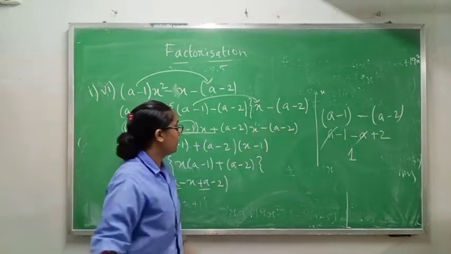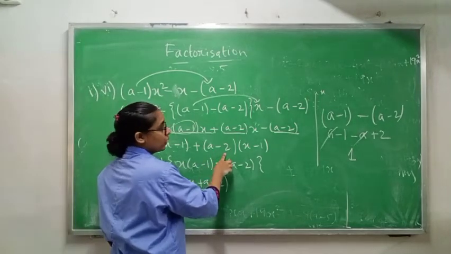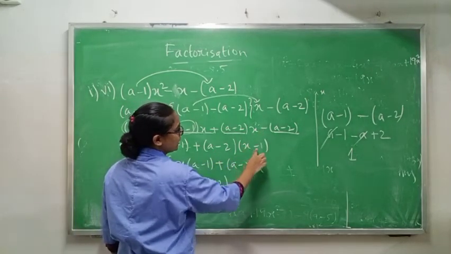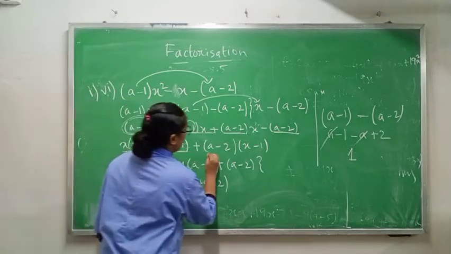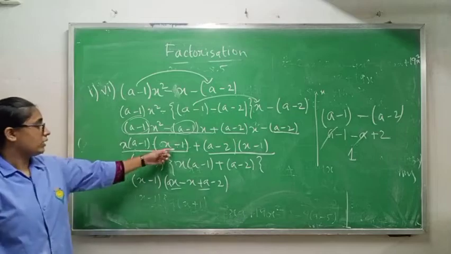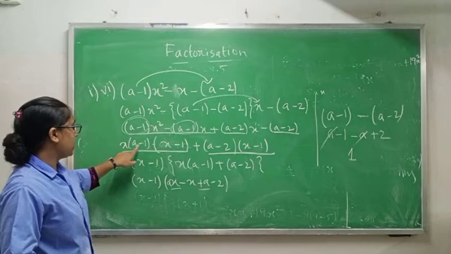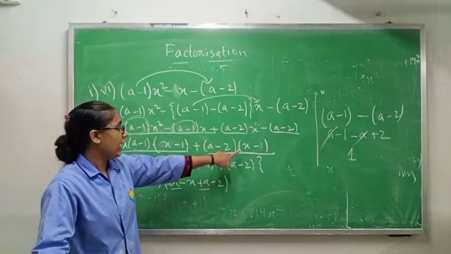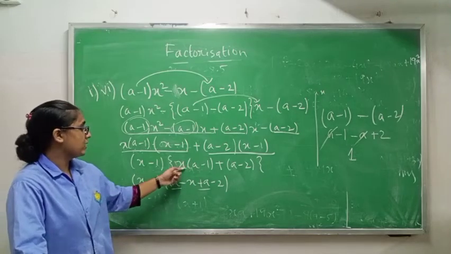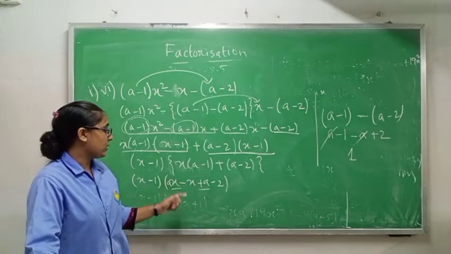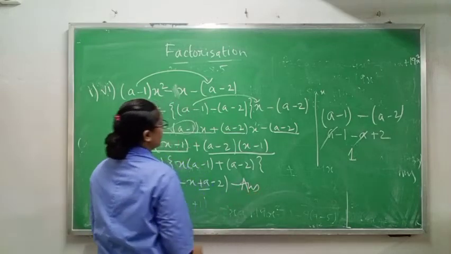Now in this one and the last one, a minus 2 is common. So I am writing a minus 2 common. What is left? x, and minus, nothing common, nothing left means 1. Now in this one and this one, what is common? x minus 1. So I am writing x minus 1. What is left? x into a minus 1, and here a minus 2. Now I am opening the bracket, a into x, x into 1 minus x, because we have minus, plus a minus 2. So this is your answer.